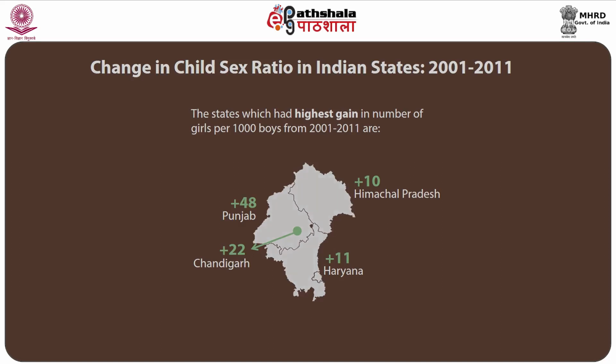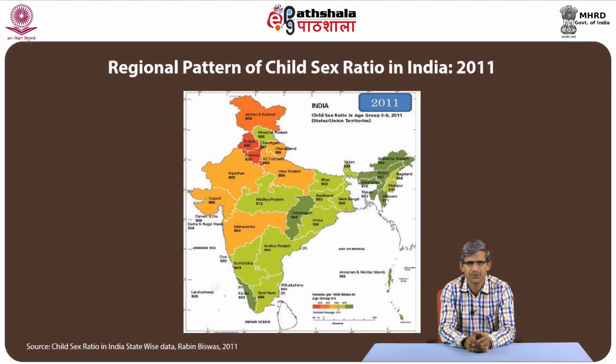What does it all indicate if you look at the patterns of child sex ratio in India in 2011? See, this map shows that the greenest part represents a better child sex ratio, and the red part represents the worst sex ratio. So one moves from red to orange to green and to dark green in order of improvement in the child sex ratio.